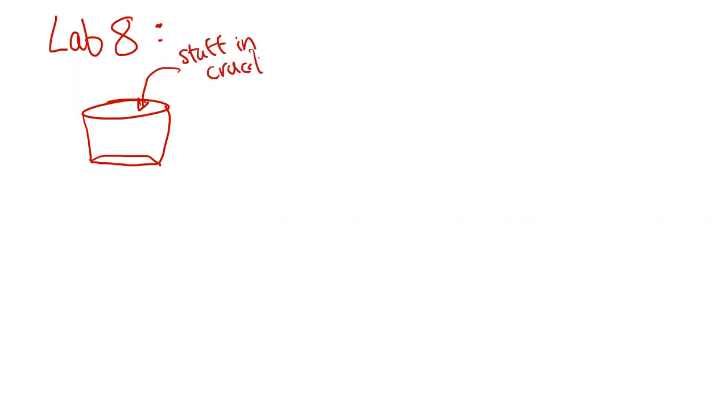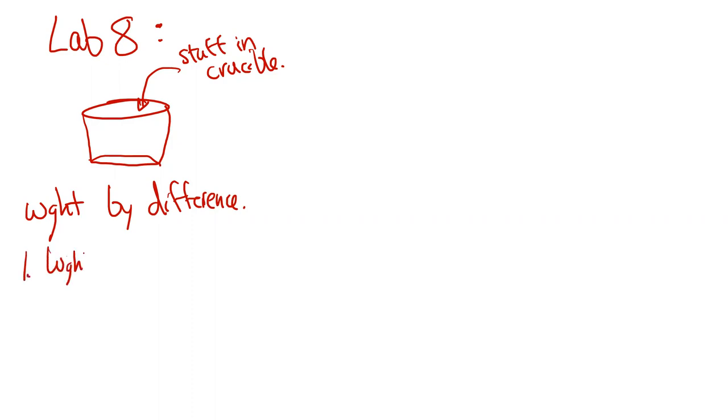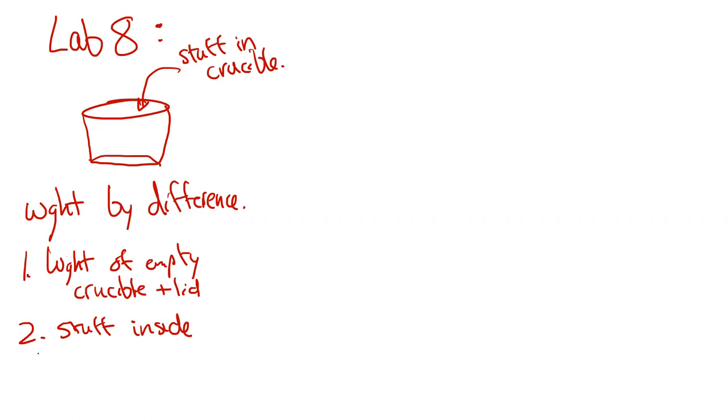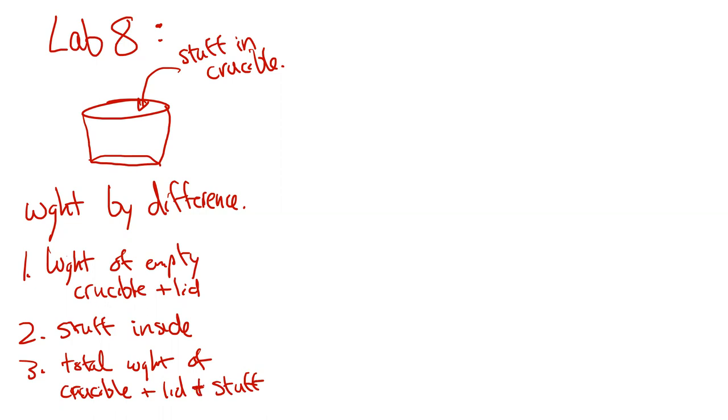They're going to contain the same basic idea. The basic idea is you take the stuff that we're going to do the experiment on, and you put it in a crucible. Now, you're going to want to do weight by difference. What you're going to want to do, therefore, of course, remember, is get the weight of the empty crucible and lid, put the stuff inside, and then the total weight of crucible and lid and stuff. Now, why am I saying stuff? I'm saying stuff because we're going to do these experiments today and then a week from today on two different substances. Okay.